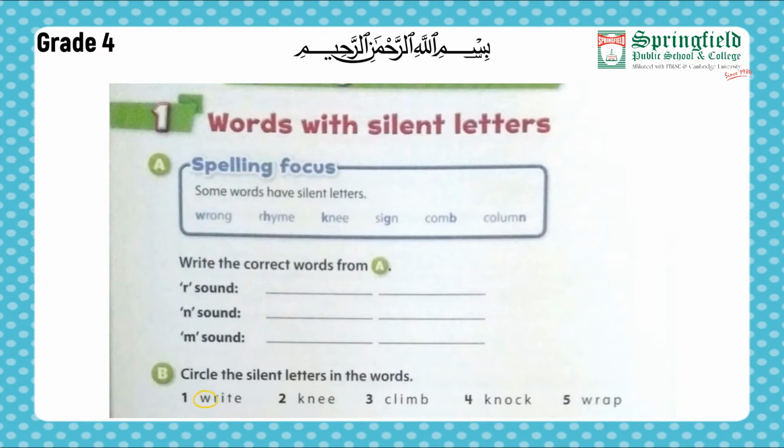Now the second, third, fourth and fifth words, you are going to do the same as well. You are going to say the word and then concentrate on which sound you are not hearing. And then you are going to circle that letter whose sound you cannot hear. For example, let's give a look at the other words. Second word is knee. Third word is climb. Fourth word is knock. Fifth word is wrap. Alright, I hope you will be able to do it very easily.